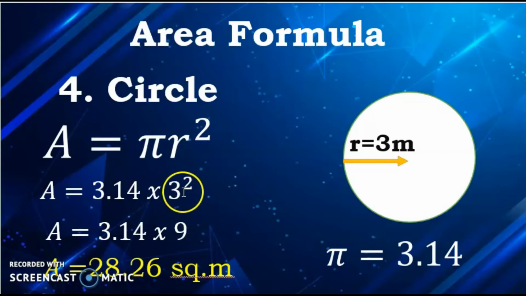Because 3 squared means 3 times 3. That's not 3 times 2. That's 3 times 3, so that is equal to 9. So multiply 3.14 times 9, that is equivalent to 28.26 square meters. So that is our area. This is the area of the circle.